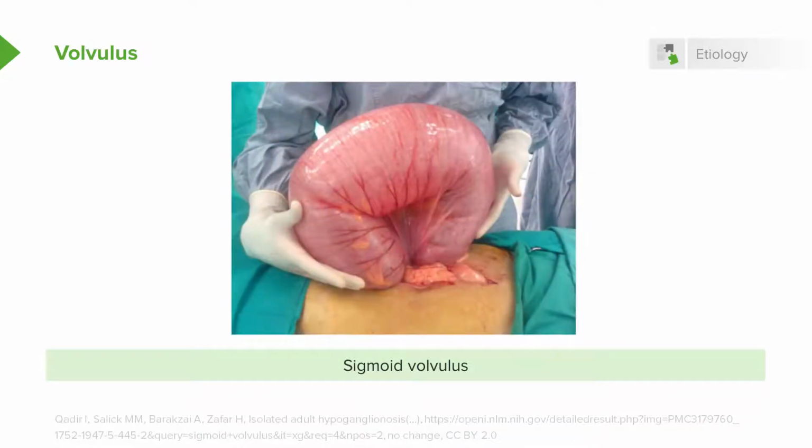Take another look at this picture. This is a sigmoid volvulus. Look at the very distended loop of intestines that's twisted on itself. This is large intestines.